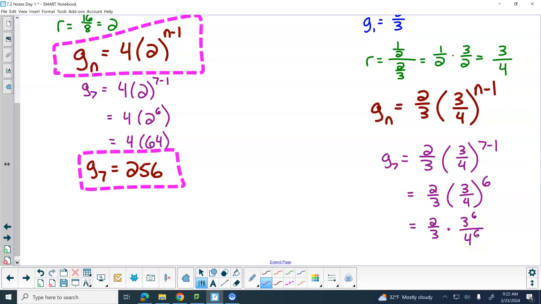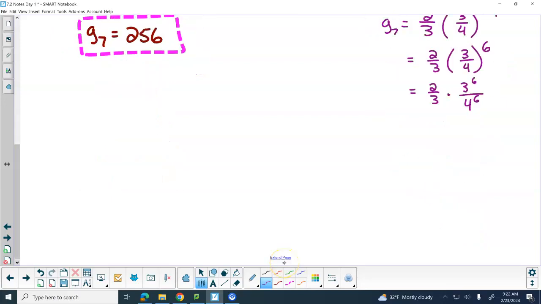So if we're taking the power of a fraction, because guess what, folks, you're going to be dealing with fractions this week. You need to know this: if you're taking the power of a fraction, that's the power to the top and the power to the bottom. Okay? So what is 3 to the 6th power? What is 4 to the 6th power?